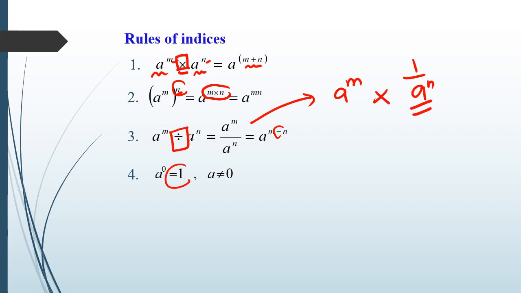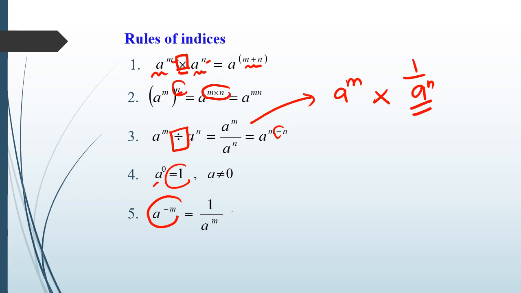So a multiplied by 0 times, so it will be 1. Any number to the power of 0 is equal to 1, where a cannot be 0, the base cannot be 0. And number 5, a to the power of negative n is actually equal to 1 over a to the n.